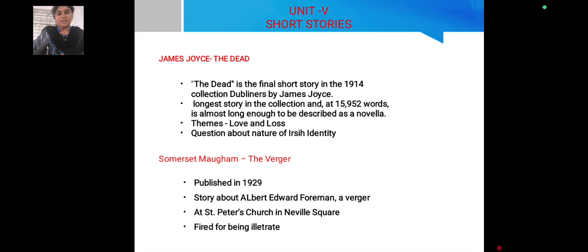The next short story we have is The Verger. It was published in the year 1929, and it is a story about Albert Edward Foreman, a verger who worked at St. Peter's Church in Neville Square. How this fellow was fired and removed from this position, because the only reason is he is illiterate. That is the theme we are going to see in the short story The Verger.